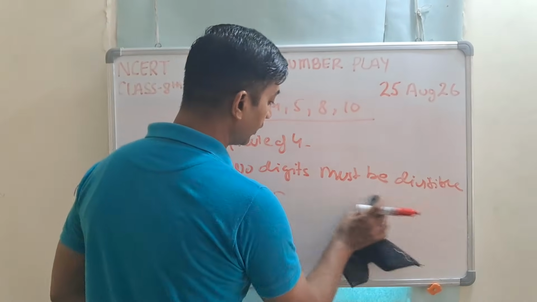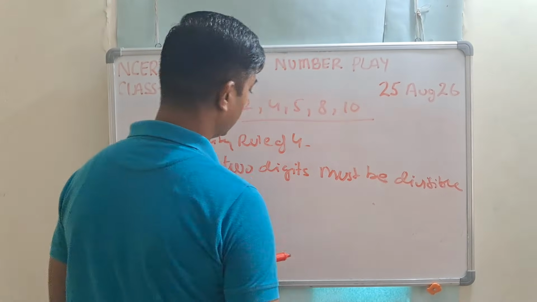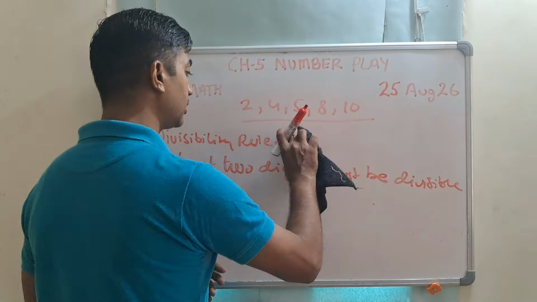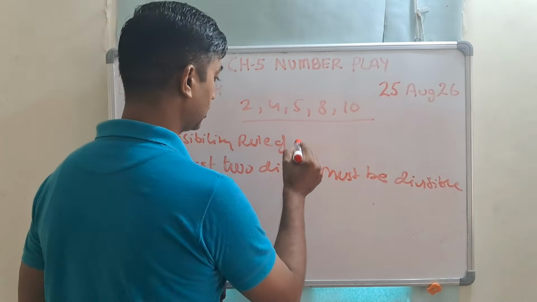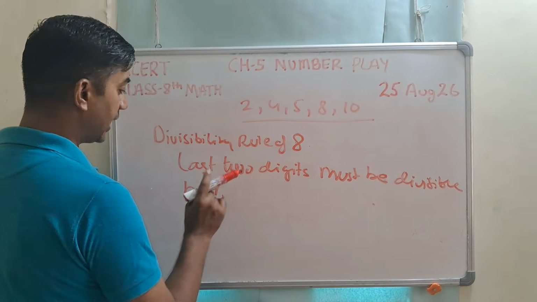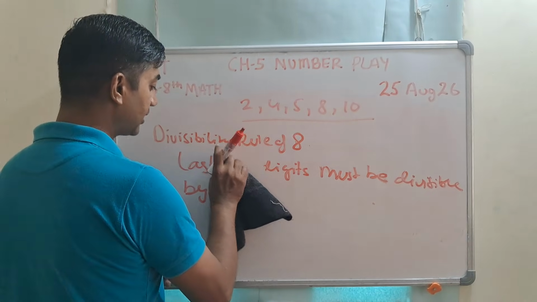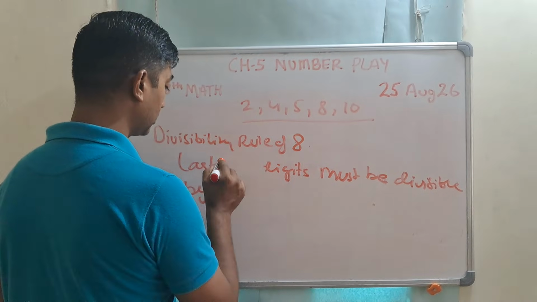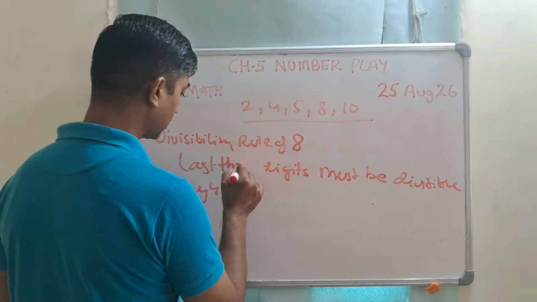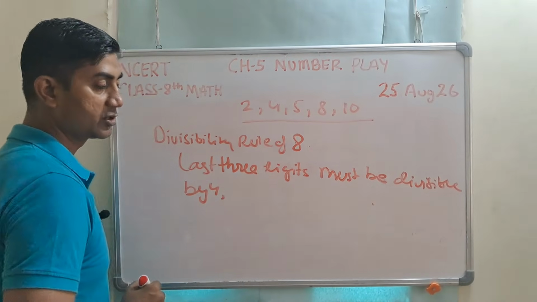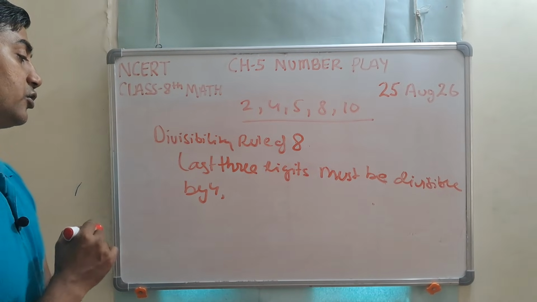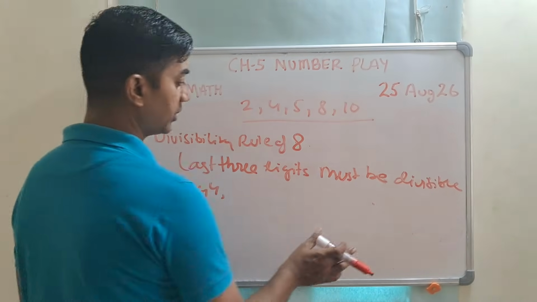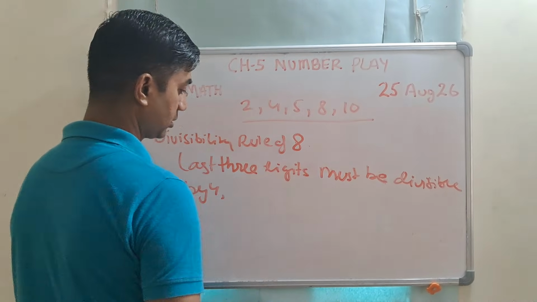So what is the divisibility rule of 8? Divisibility rule of 8. Last three digits should be divisible by 8. Understood? Your last three digits should be divisible by 8. Then that number is divisible by 8.